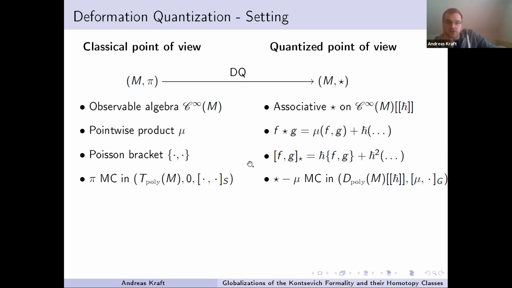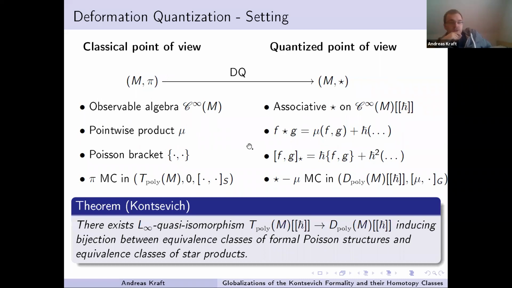So, well, deformation quantization is then about the existence of star products. Thus for every Poisson bracket, does there exist such a star product deforming it, and how many exist? And this is answered by the formality theorem here. So it states that there exists an L-infinity quasi-isomorphism between the formal power series of vector fields, so just taking here formal power series in h bar, into these differential operators, and that it induces a bijection between the equivalence classes here of formal Poisson structures and the equivalence classes of star products.